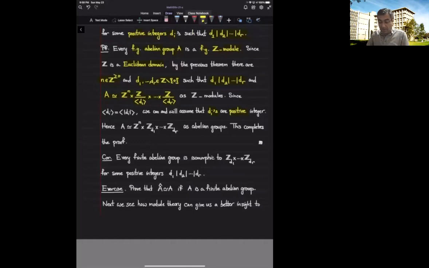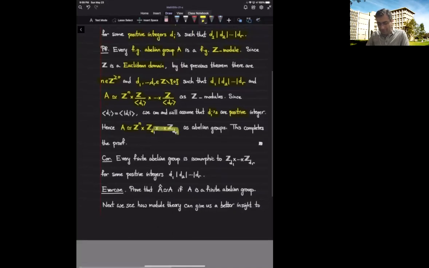So the D_i's are positive integers, and each one divides the next one. In that case, Z modulo the ideal generated by D1 is nothing but the cyclic group of order D1 and so on. So altogether we get the desired result that a finitely generated abelian group A is isomorphic to Z^n Cartesian product a cyclic group of order D1, Cartesian product a cyclic group of order D2, and so on, where each D_i divides the next one. That completes the proof.